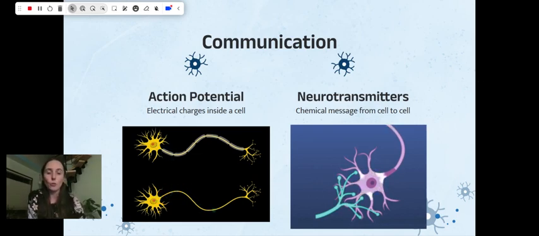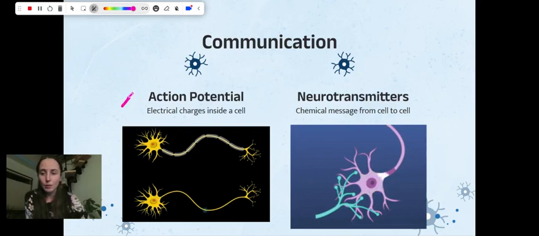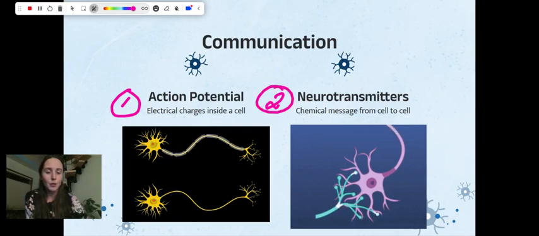Communication we can talk about really in two ways in our nervous system, so that's how I've broken it down. The first way is action potential, which is just electrical charges inside a cell. I think this is a tough concept to grasp, so if you're somebody who feels a little lost, it's okay. We'll come back to it and keep talking about it. The second way is cell signaling with neurotransmitters, or just chemical messages from cell to cell. So we're going to look at two types. The first is action potential. The second is how neurotransmitters are sent from cell to cell.